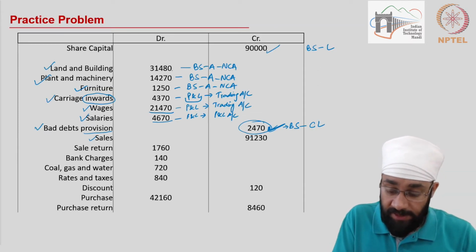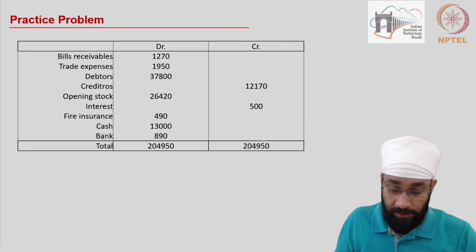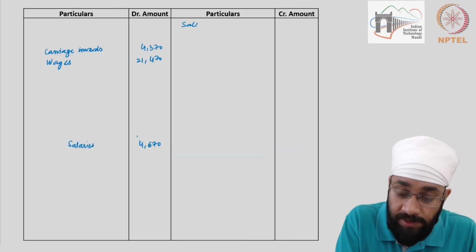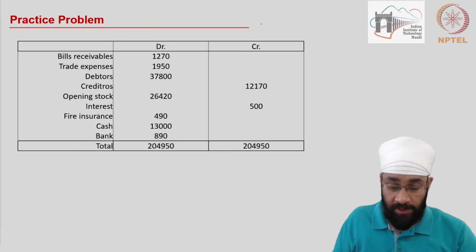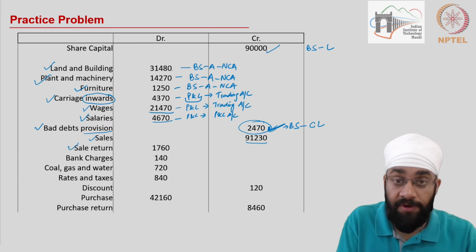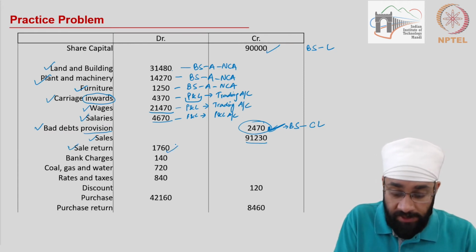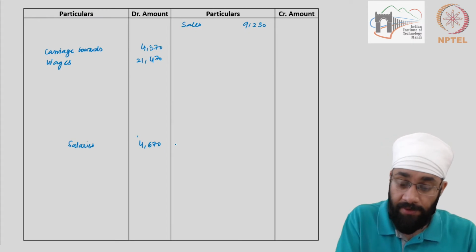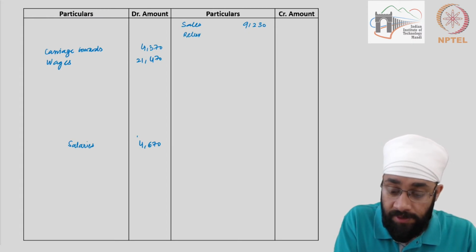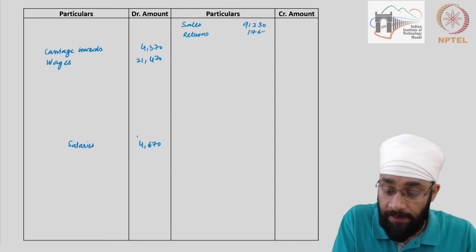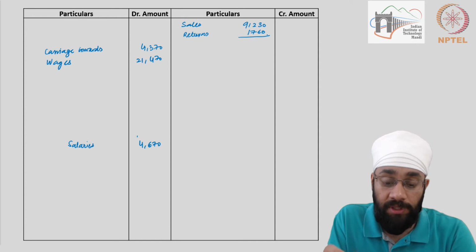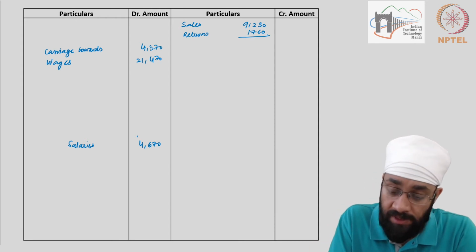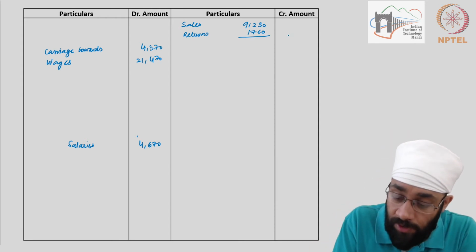Then you have sales. Sales are 91,230. The reason I write it here is because I saw the next line, which is sale return. So I have to make the adjustment. 1760 is the sale return. So returns 1760. This has to be taken out in order for you to figure out the net sales during the year. The returns cannot be considered as sales. So this amount comes out to be 89,470.